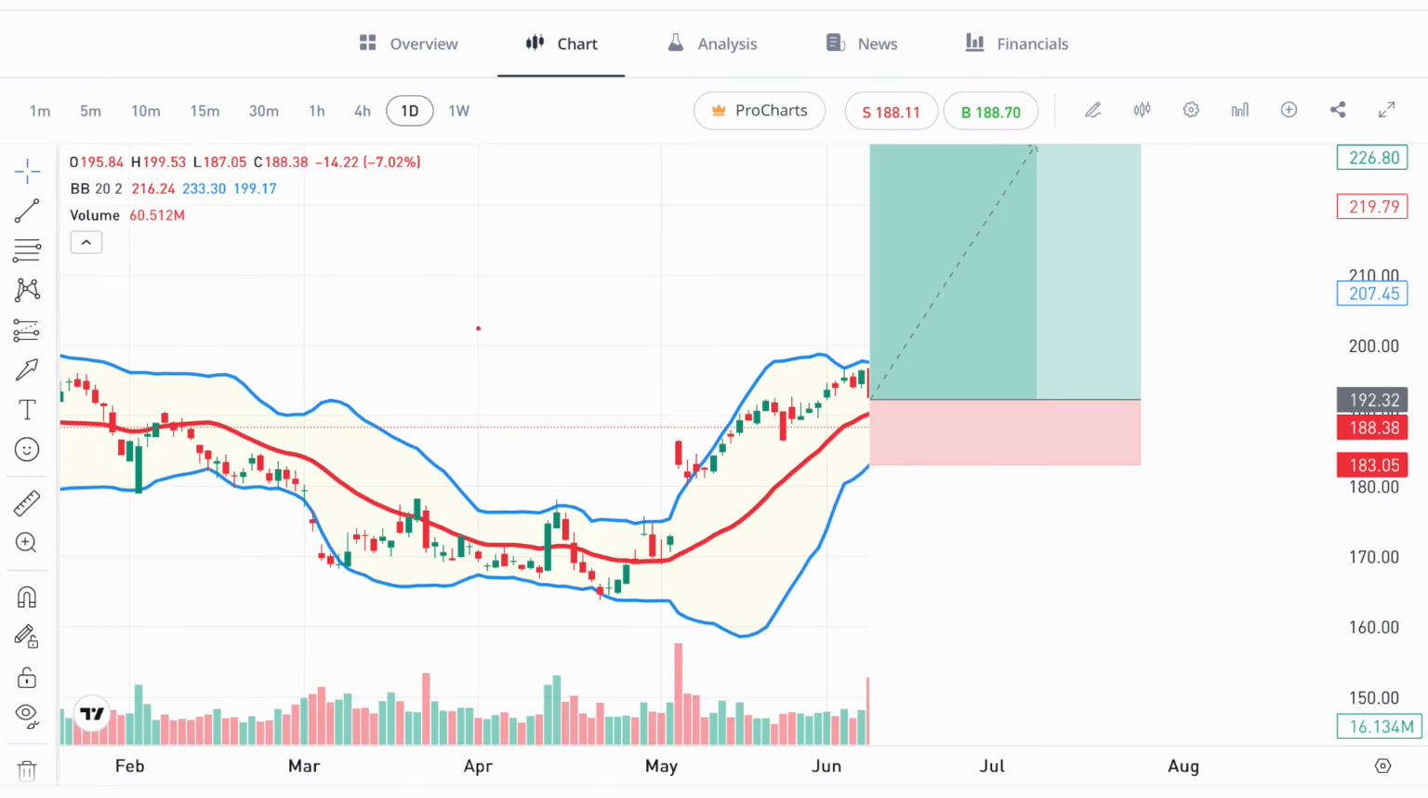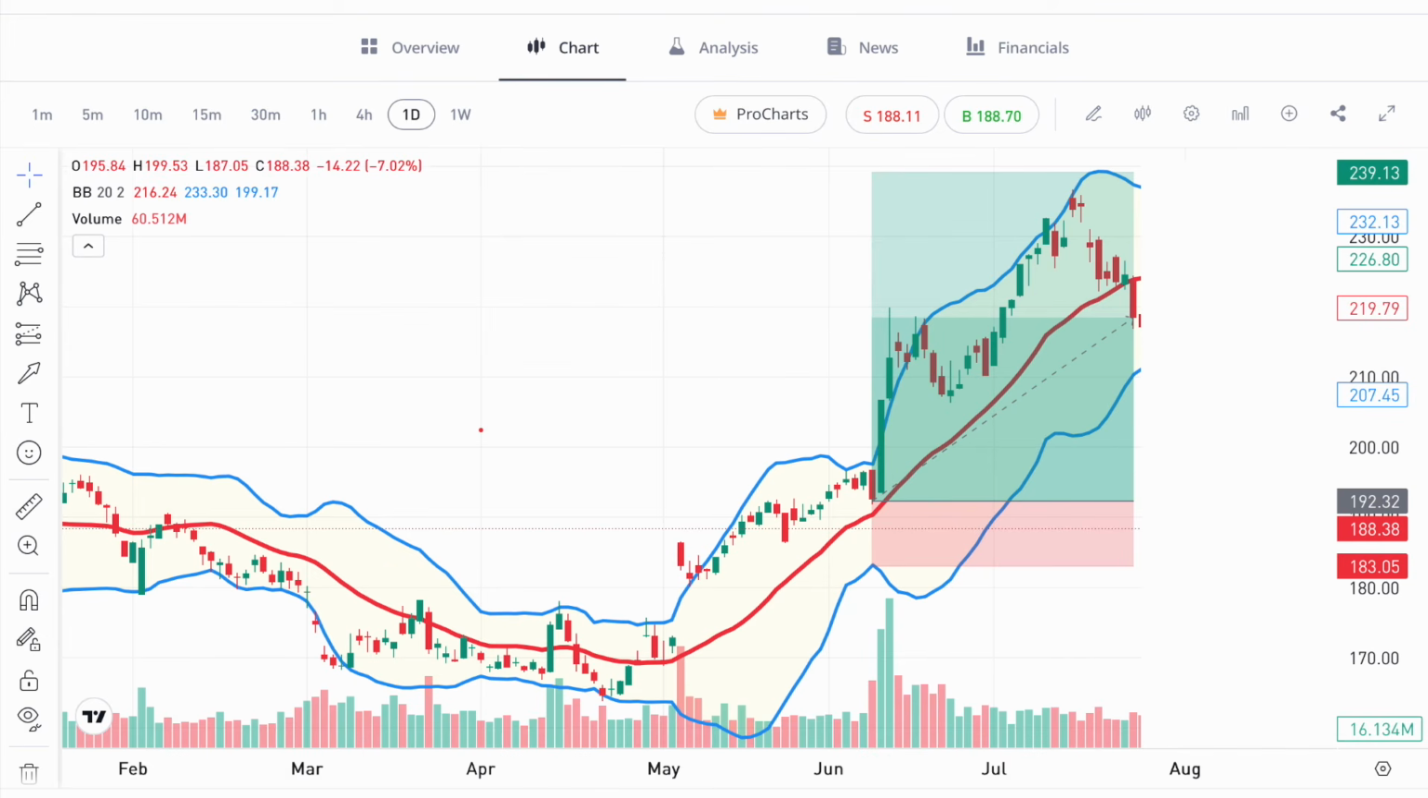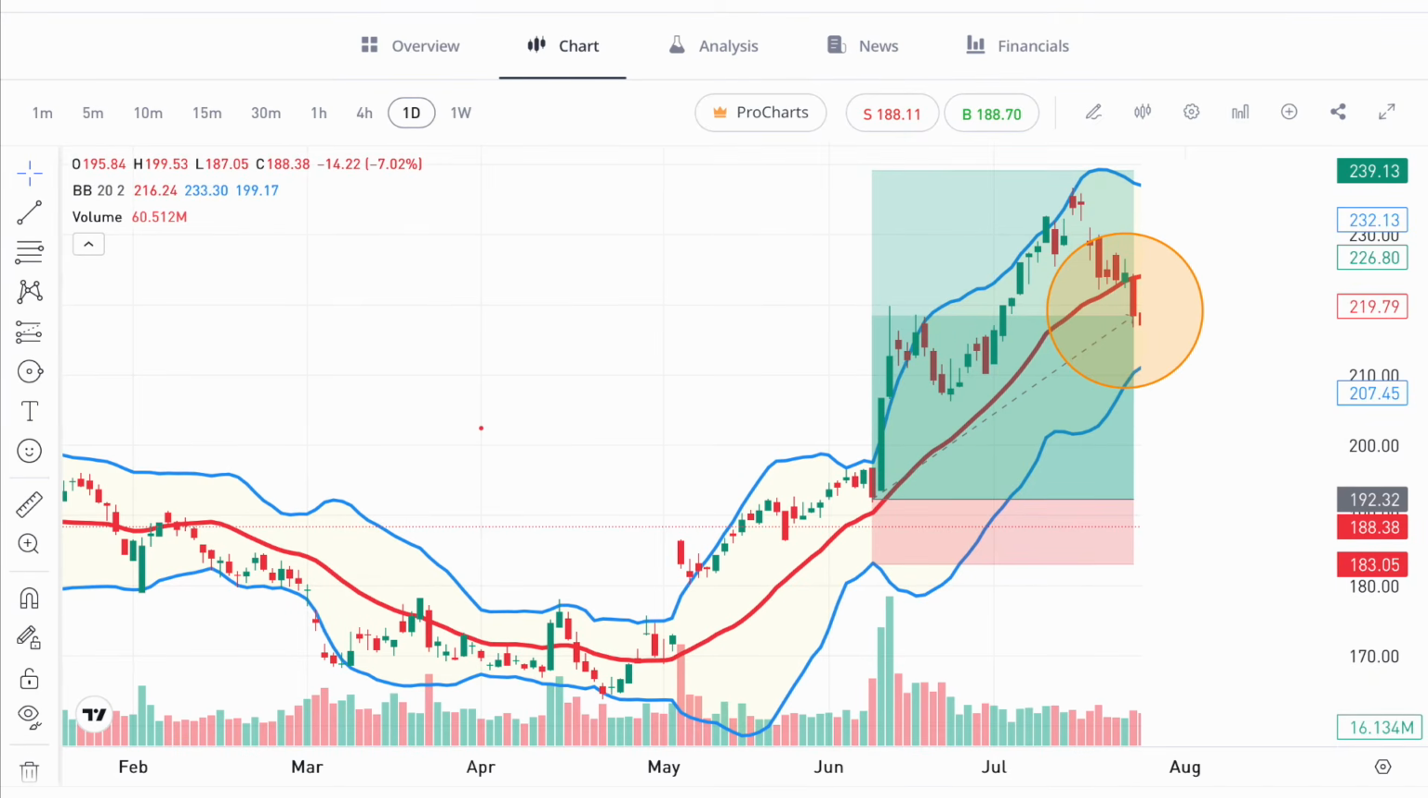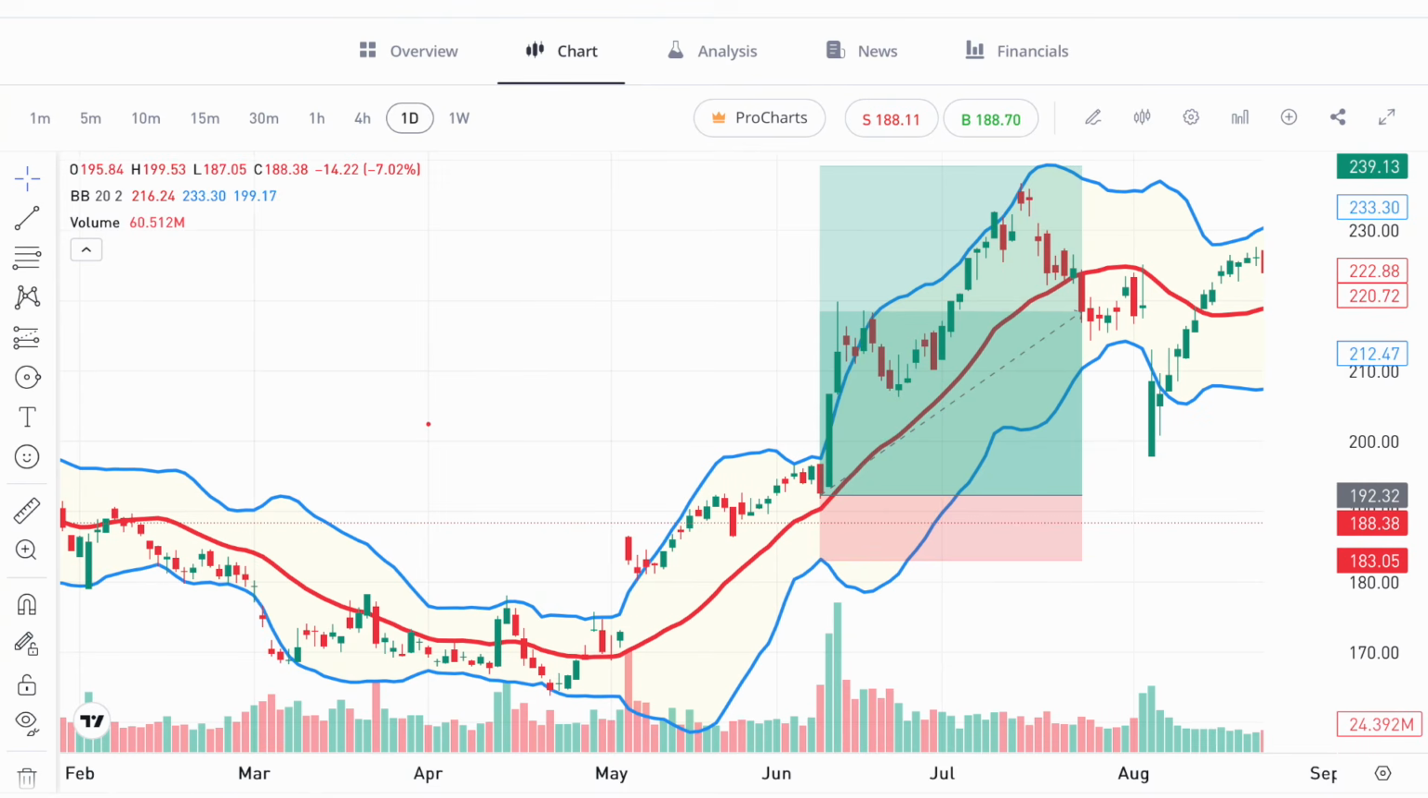We can now take the long position, and we would have gained all this much that you can see here until the price finally breached the middle band, which was our signal to exit the trade.